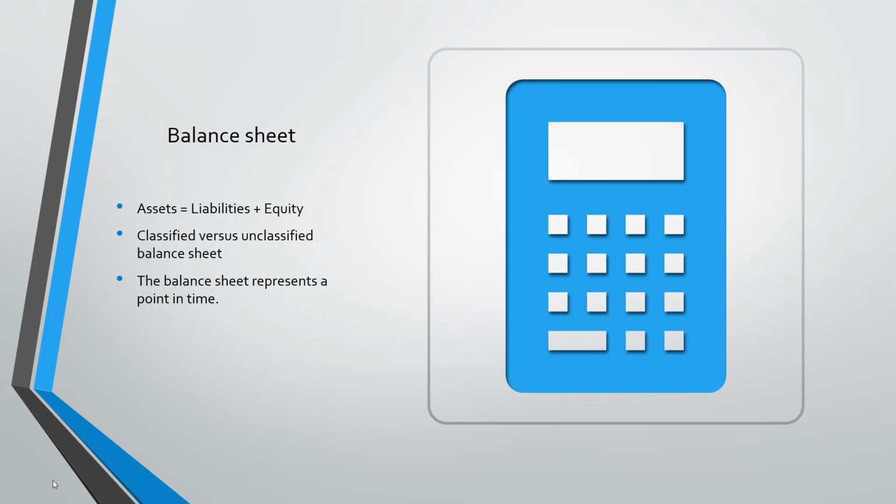Now, it's important to realize the balance sheet represents a point in time. So what that means is when you see a balance sheet, there's usually a date at the top. It doesn't say for the 6 months ended or anything. It just says a date. So when you have a balance sheet, it's December 31st, 2019, or January 31st, 2019, or March 31st, 2019.